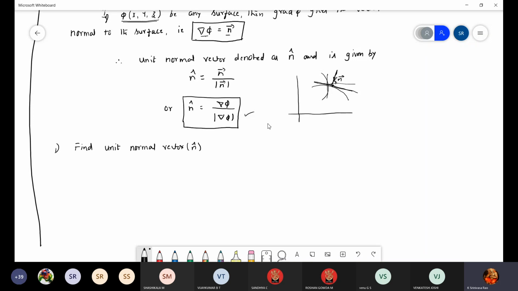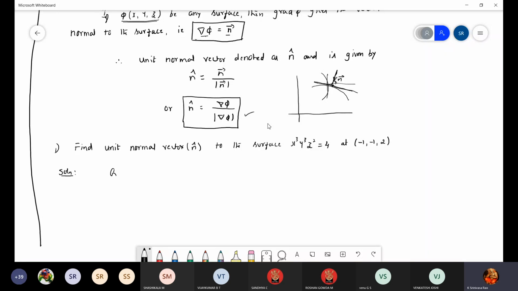to the surface x cube y cube z square equals 4 at the point -1, -1, 2. This is the question: find the unit normal vector n cap to the surface x cube y cube z square equals 4. Okay, first take down the solution.